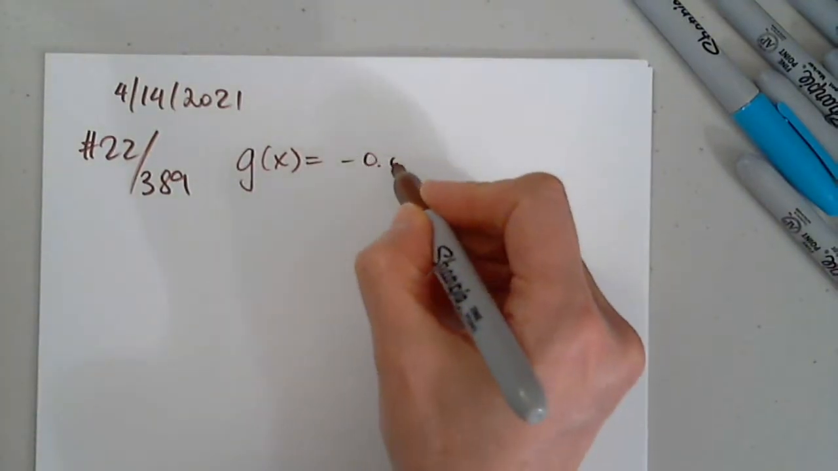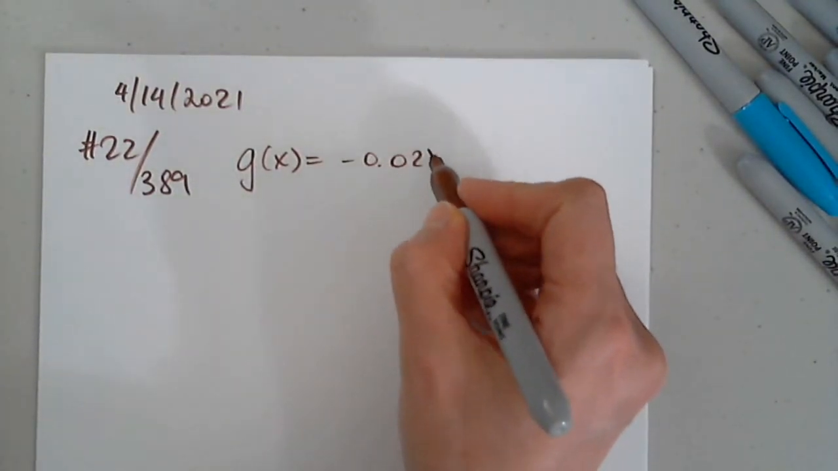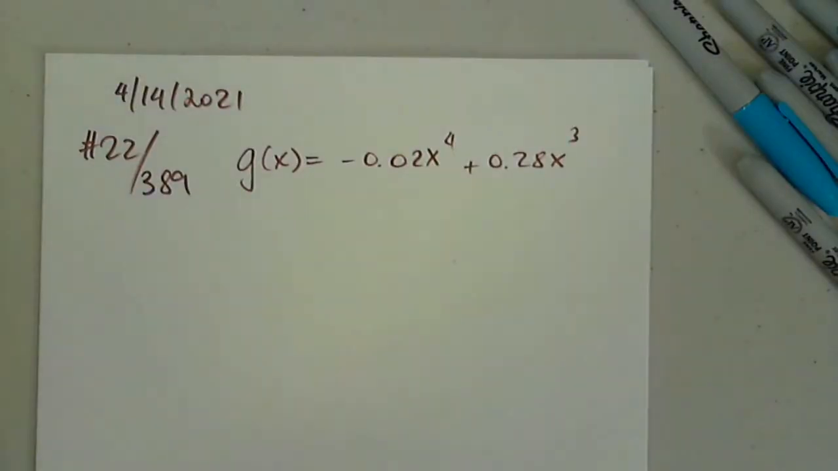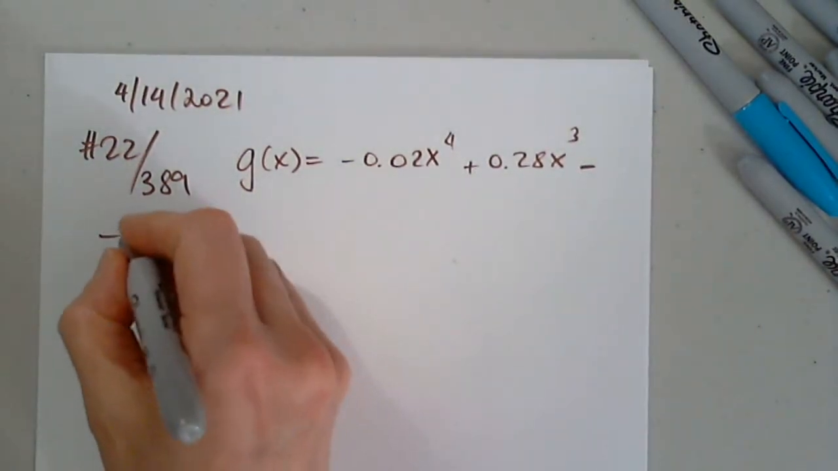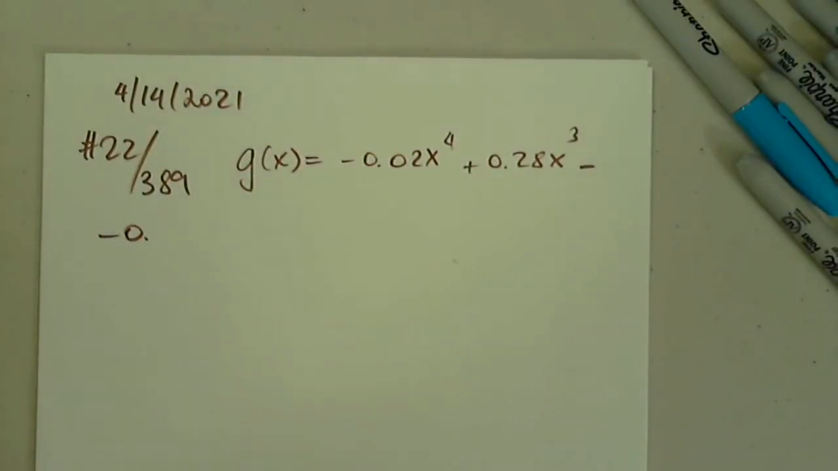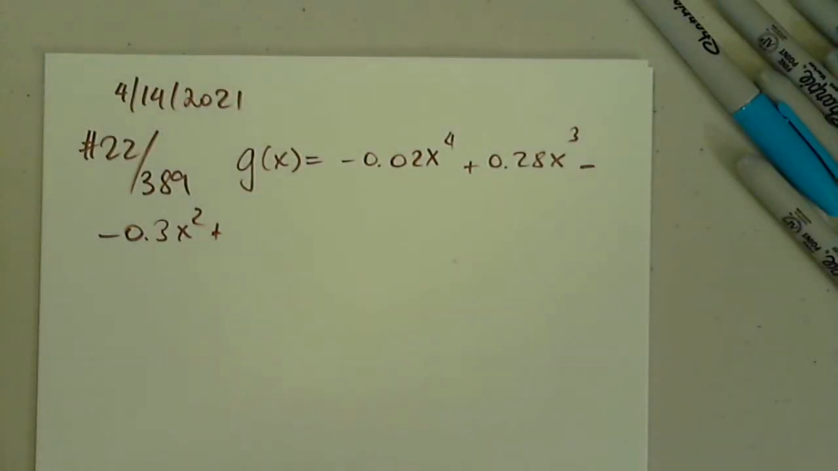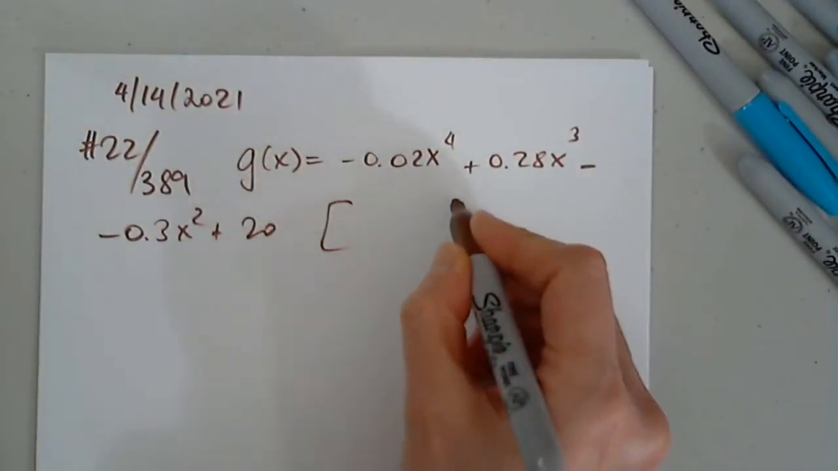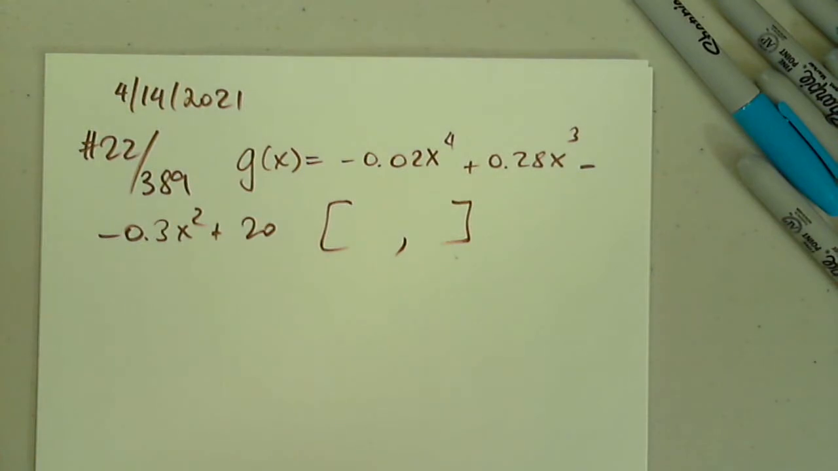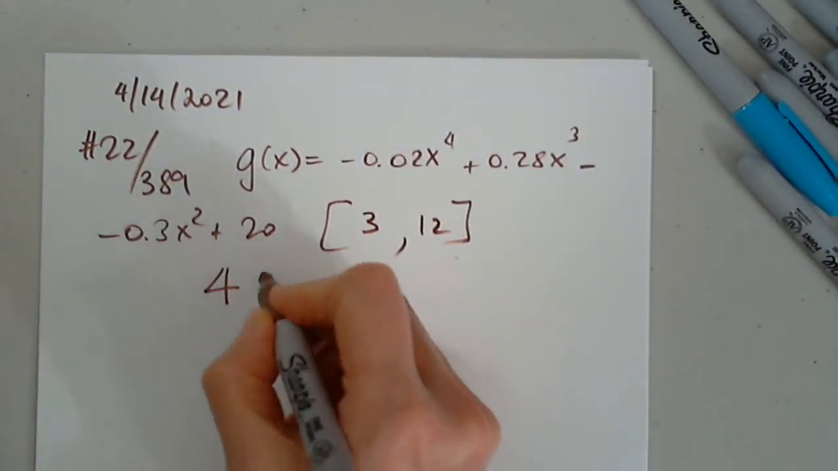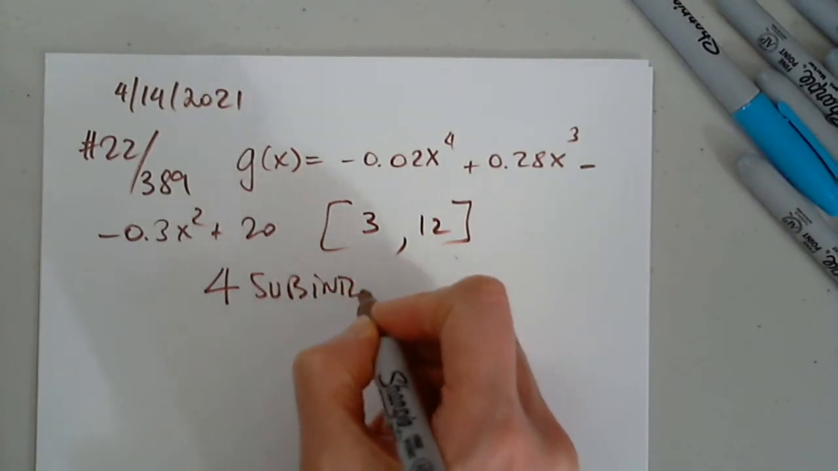Negative 0.02x to the fourth plus 0.28x to the third. Am I correct? Am I copying the correct function? Always keep an eye on that. 3x squared, and then plus 20, correct? Yes, over the interval of 3 to 12, and they say 4 subintervals. Yes.